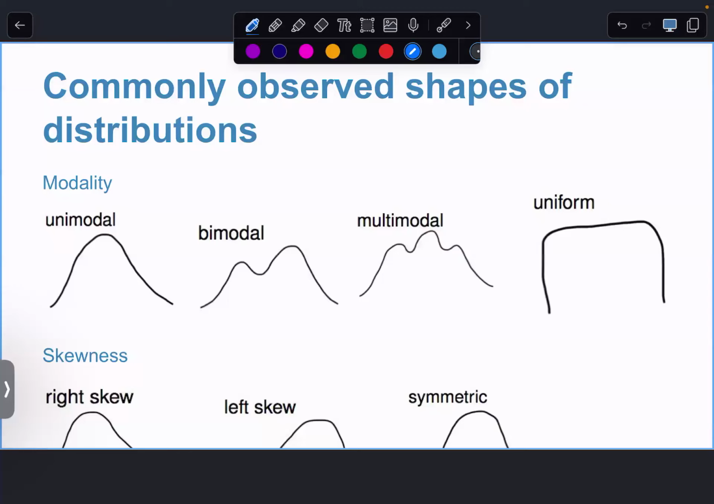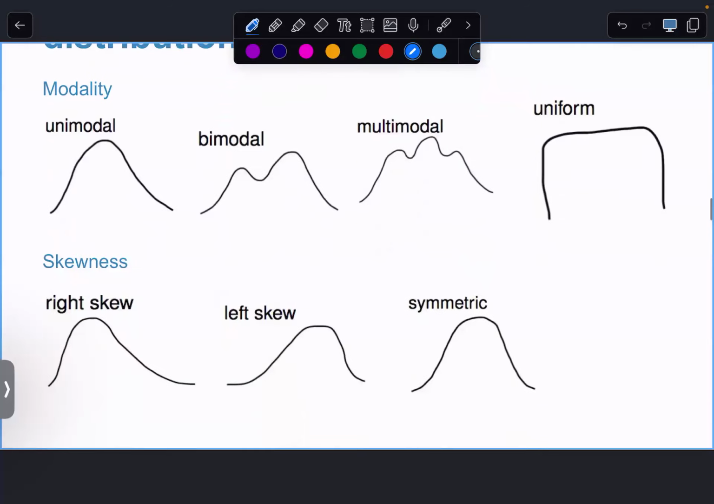So we've already talked about these little guys, but here is a summary, right? And so, of course, only a unimodal distribution can have skew, at least in this course, right? And so then we have right skew, left skew, and symmetric.